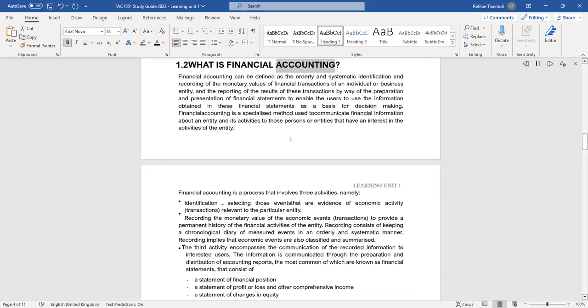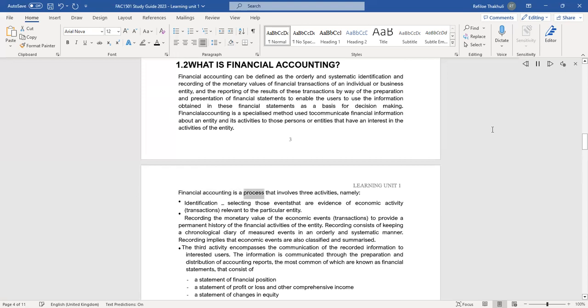1.2 What is financial accounting? Financial accounting can be defined as the orderly and systematic identification and recording of the monetary values of financial transactions of an individual or business entity, and the reporting of the results of these transactions by way of the preparation and presentation of financial statements to enable the users to use the information obtained in these financial statements as a basis for decision-making. Financial accounting is a specialized method used to communicate financial information about an entity and its activities to those persons or entities that have an interest in the activities of the entity.